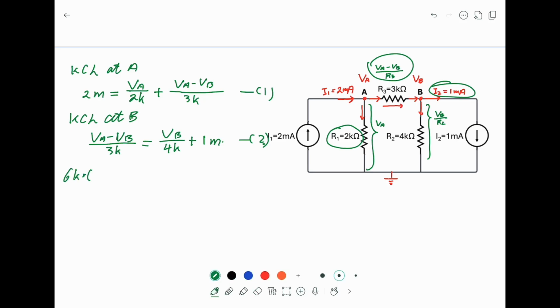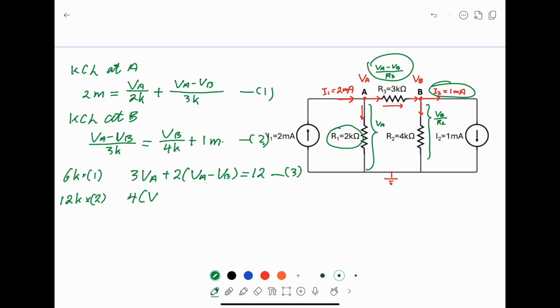6K multiplied by equation 1. I rearrange the equation to make it a bit nicer. So it becomes 3VA plus 2(VA minus VB) equal to 12. This is equation 3. For equation 2, I will do 12K times equation 2, and I will get 4(VA minus VB) equal to 3VB plus 12.